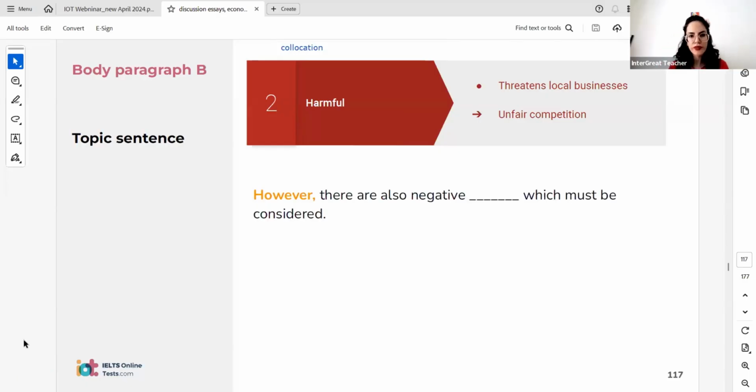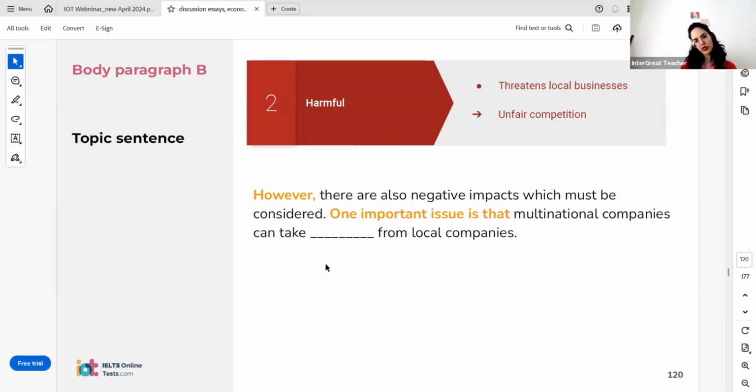Again, linking words are in orange. However, there are also negative, which must be considered. Help me. Yeah, I'm going to go with impact. Effect would have been correct. Influence, any other synonym for this would have been fine. So there are also negative impacts which must be considered. Now, I need to explain what negative impact. I want to introduce this threatens local businesses. So I say one important issue, meaning harmful, is that multinational companies can take what from local companies?